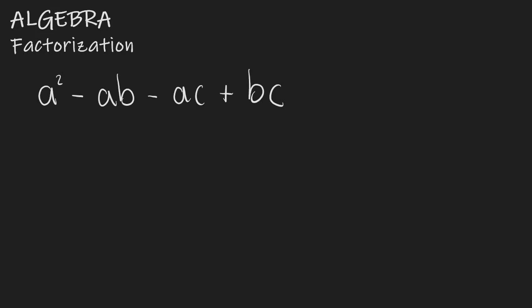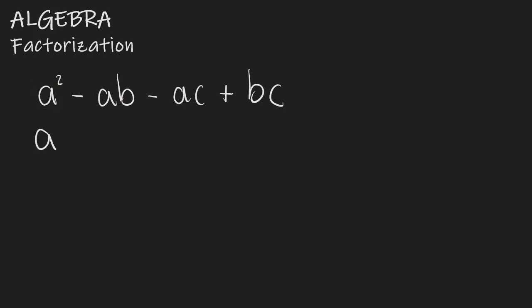The coefficients of the first pair is 1. The highest common factor of 1 is 1, and 1 is implied, so we don't need to put it down. We now find our highest common factor of our algebraic variables. In the first pair, this is a squared and ab. The highest common factor of a squared and ab is a.